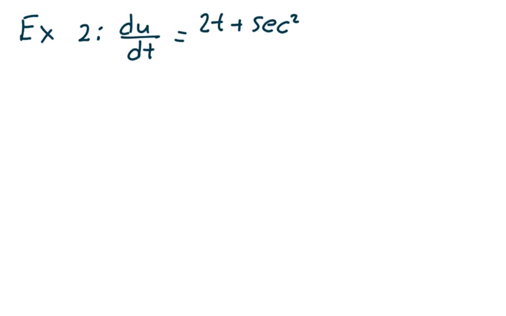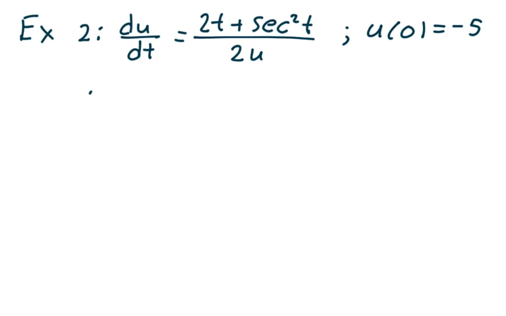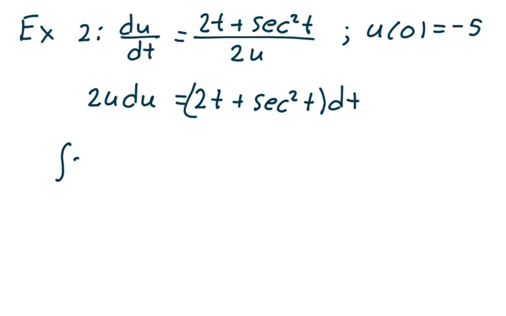Let's go ahead and take a look at example 2. Suppose I had du/dt is 2t plus secant squared t divided by 2u. And the initial condition is u of 0 is negative 5. This is really a good question. You'll see what I mean in a minute. So we're going to rewrite this differential equation in differential form, right? So we're going to collect the u's together. So 2u du is the same as 2t plus secant squared t dt. So let's integrate both sides.